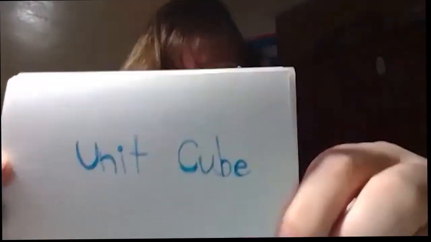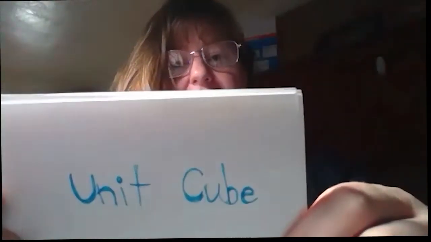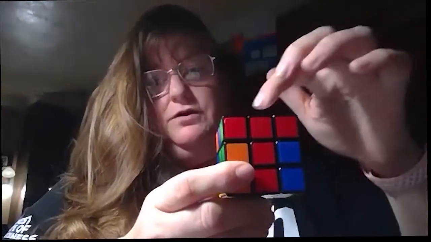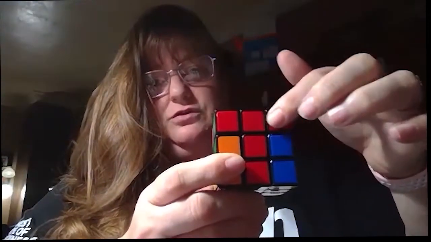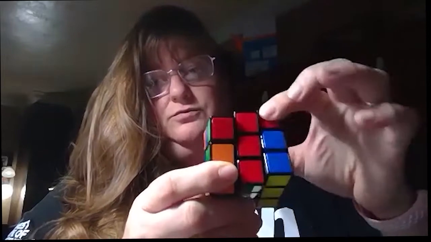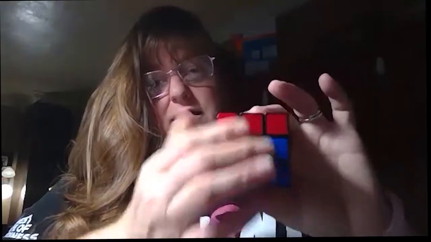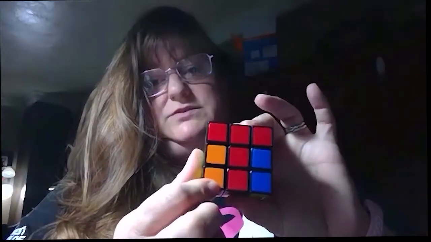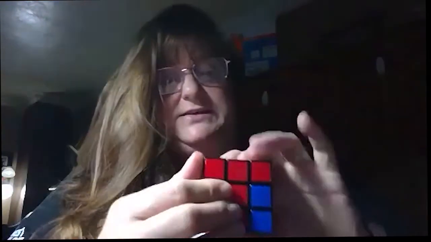A unit cube is a cube that measures 1 unit along each edge. A Rubik's cube is made up of unit cubes. So if you look, there's 1, 2, 3 along the top edge. Those are unit cubes. A Rubik's Cube has 9 unit cubes on this face, okay?